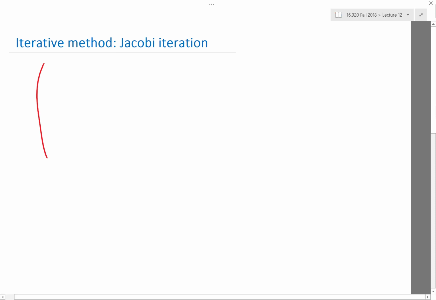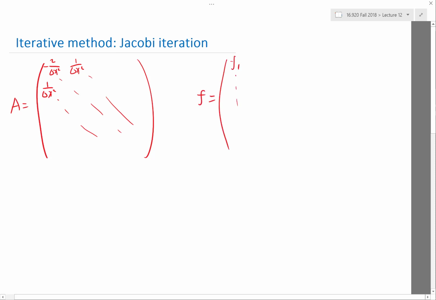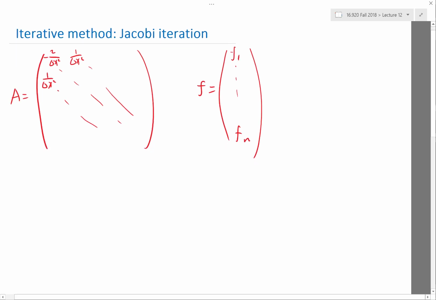the matrix equation. So I have A that is equal to, let me write it that way, minus 2 over delta x, 1 over delta x squared, etc. So I have a tridiagonal system. I have F equal to F1 through Fn, so it's an n by n system. And I want to solve Ax plus F equal to 0.